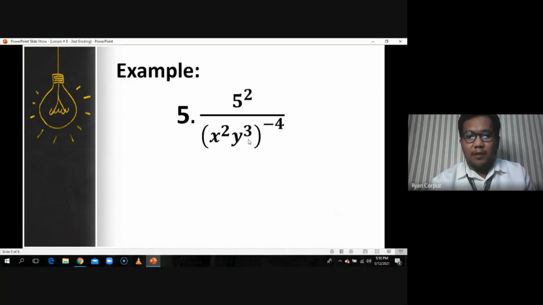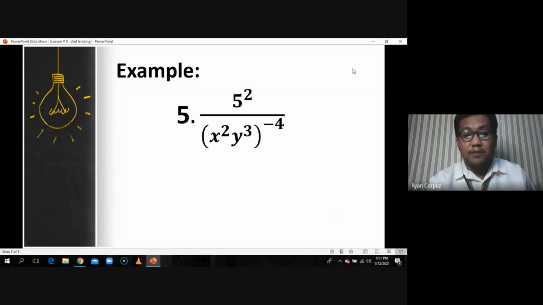Pag nireciprocal natin yung buo, magiging positive na ang exponent, saka natin i-distribute. Pwedeng ganun yung gawin natin. In the case, pwede naman both, madali lang din kahit ano doon. So negative 4 times 2 is negative 8. Then negative 4 times 3 is negative 12. So both of them have negative exponents. Ibig sabihin, you just have to put them on the numerator part. Yung 5 squared, since hindi negative yung exponent niya, it will stay as it is. Since your base is a constant, you still have to simplify it.